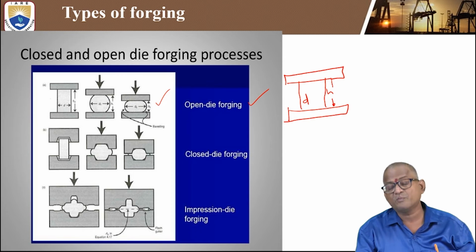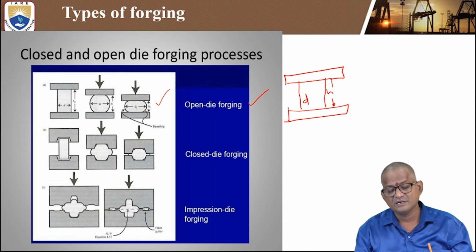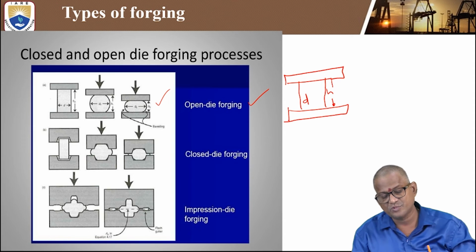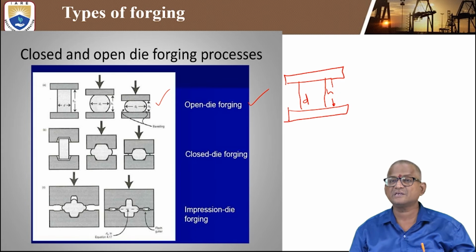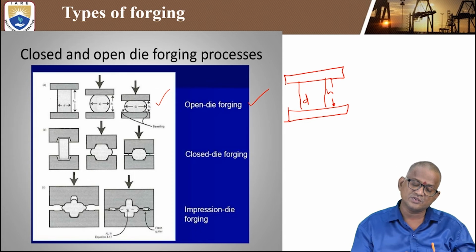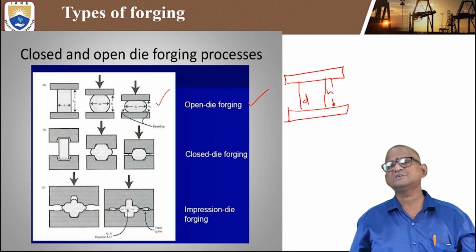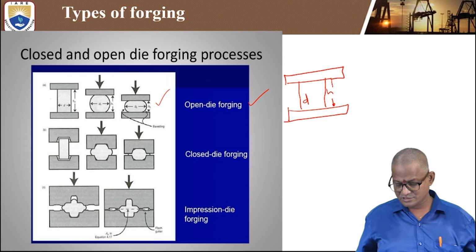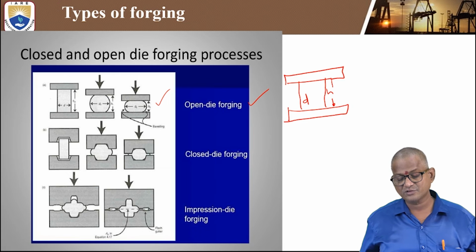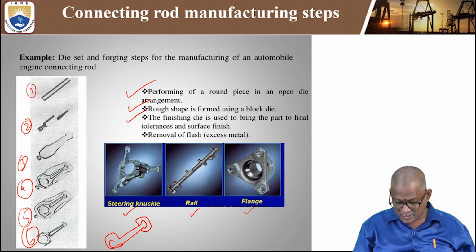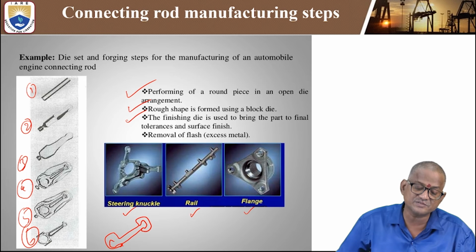So whatever the complex shape and size already available in the mold, just by keeping it in between the two molds, then you can apply the pressure or force to achieve this goal. Okay, so this is about the open and closed die forging operation, and these are some six steps.